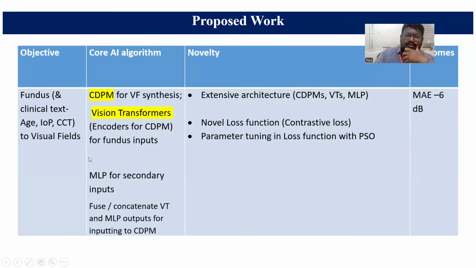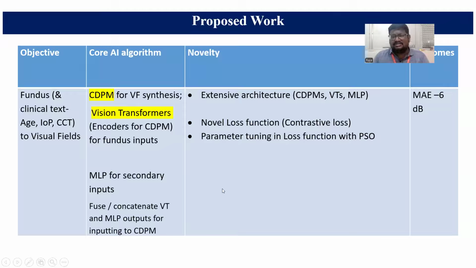And coming to our work, what we are doing now: we are using vision transformers as encoder to CDPM, the conditional diffusion probabilistic model. So the generative AI algorithm we are using here is the conditional diffusion probabilistic model. Conditional, because we are using paired data and synthesizing one data from the other for visual field synthesis. Vision transformers are used as encoders to CDPM, and a multi-layer perceptron is used for the secondary inputs, the other inputs like age, gender, even corneal thickness. Several closely related biological parameters are also there. For those also we are using this MLP.